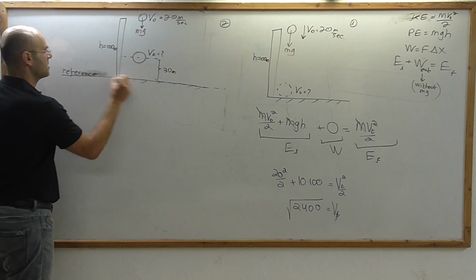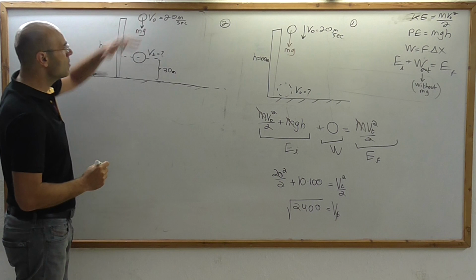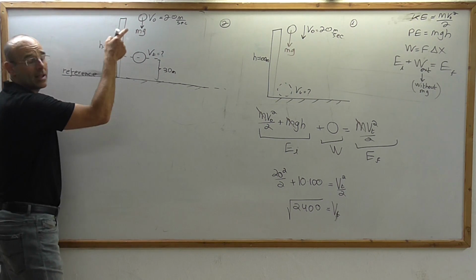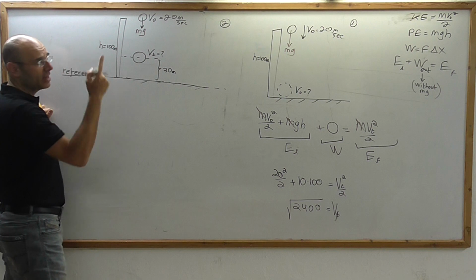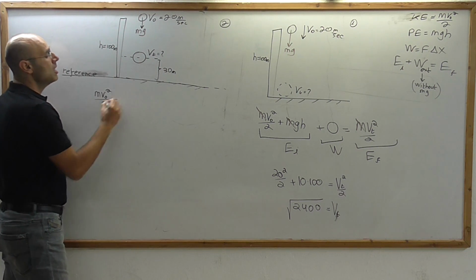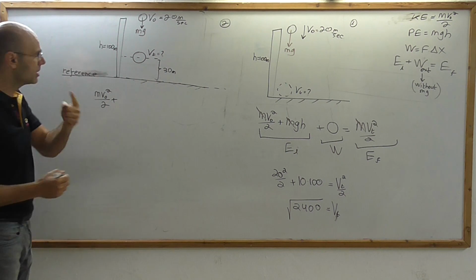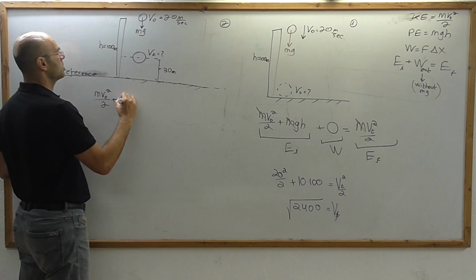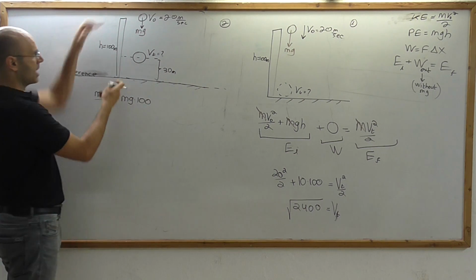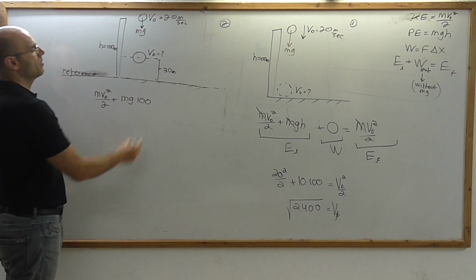Reference point, okay, it's enough reference. When I measure heights, I measure from here. So, let's talk again. At the beginning, I have kinetic energy, which is mv0 squared over 2, plus I have potential energy, because I have height, which is mgh, and the h I use is 100, because the height in the beginning is 100.